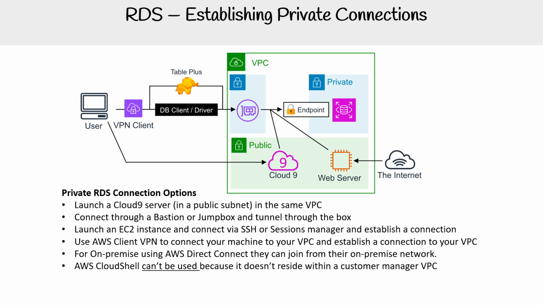You cannot utilize AWS Cloud Shell because it's not part of your VPC. Now, it's in some VPCs, probably an AWS managed one, but it's not in your customer managed VPC, so you're not going to be able to utilize that. And I didn't write it in here, but you can see there's a web server. And so if a web server had to access the database, it is launched in the same VPC, so it can access it there for you, okay?